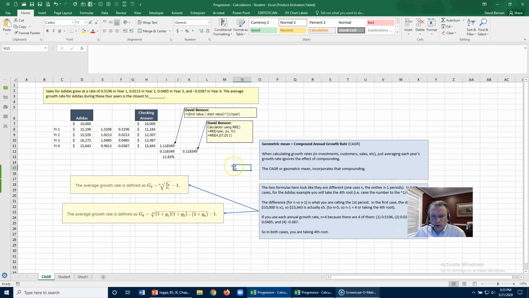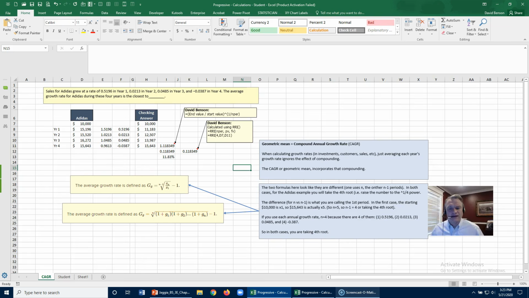Okay, and the reason it's important is that normally when you're doing growth rates, if you're tracking growth in investment or customers or sales over time, if you just average each year's growth rate, you're going to ignore the effect of compounding. When you do the CAGR, it's going to incorporate the growth. It's going to incorporate that compounding.